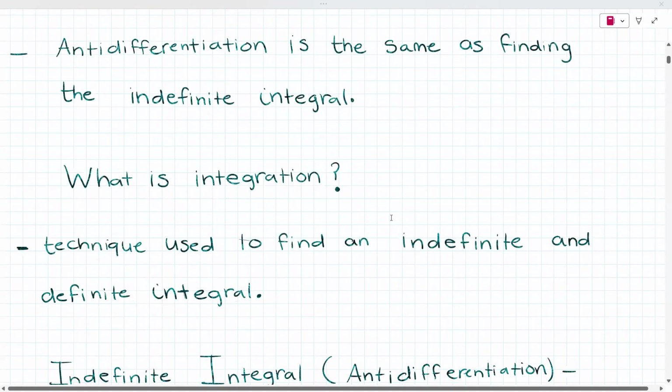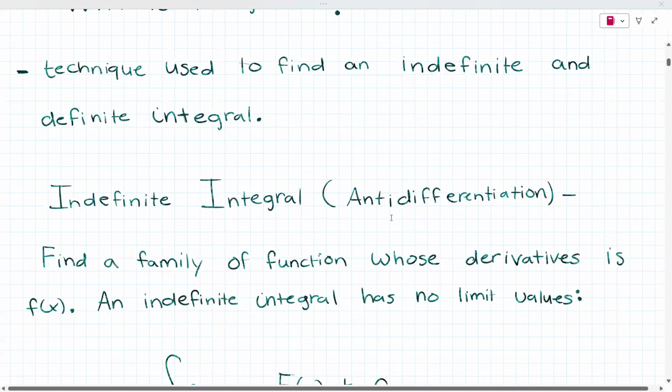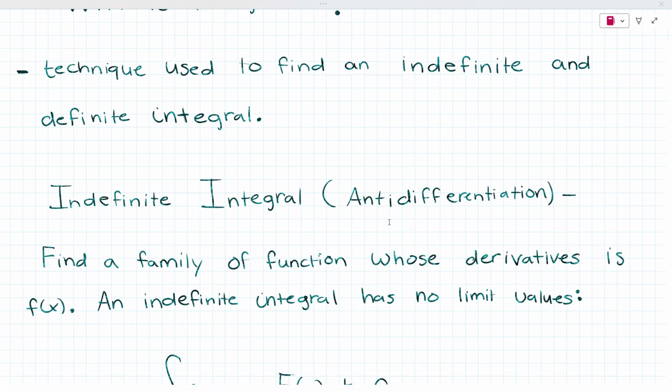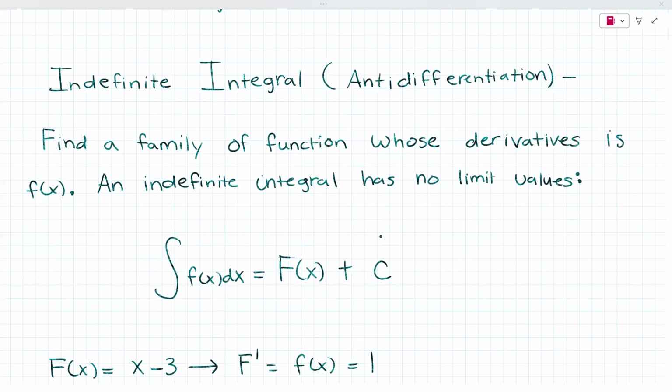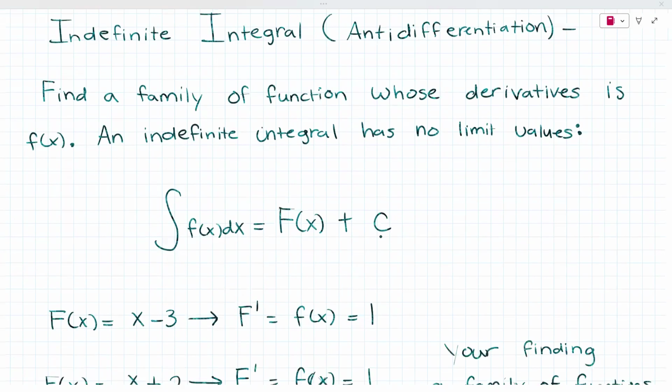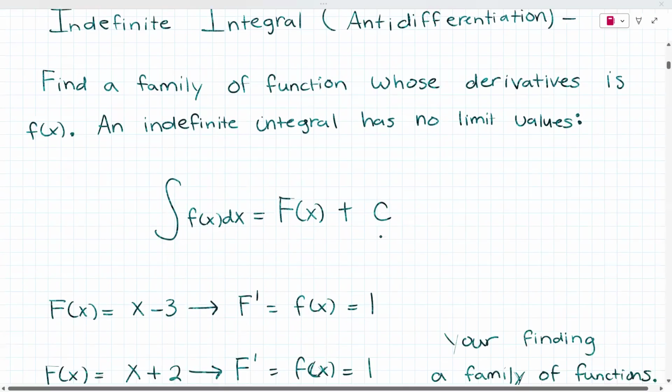So what is the integration technique used to find an indefinite and definite integral? So what is an indefinite integral? It's basically a family of functions whose derivative is f of x, and an indefinite integral has no limit values. So in an indefinite integral, later on in calculus, you'll notice that each answer has a plus c. That c represents a constant. Okay. So let me show you briefly.